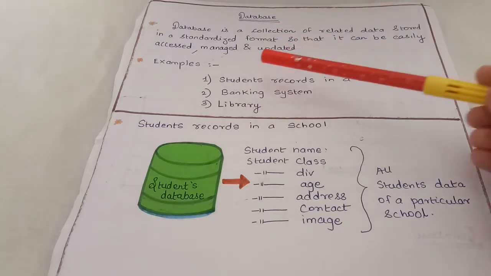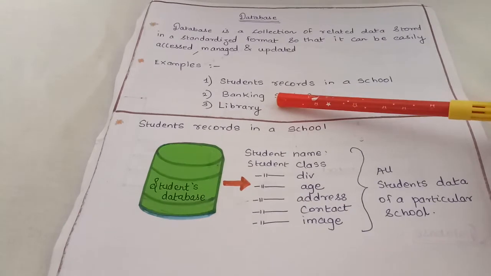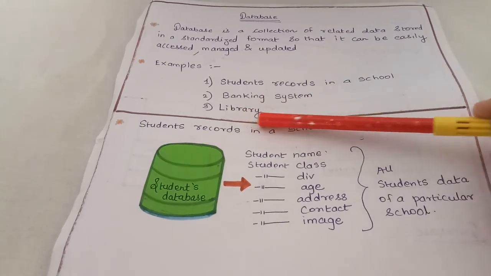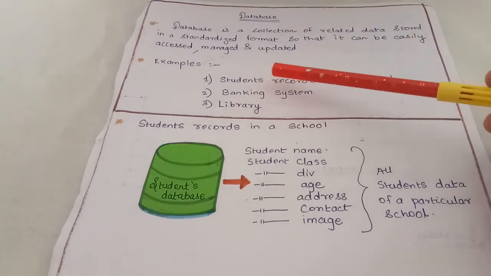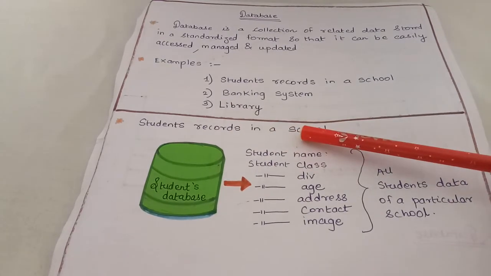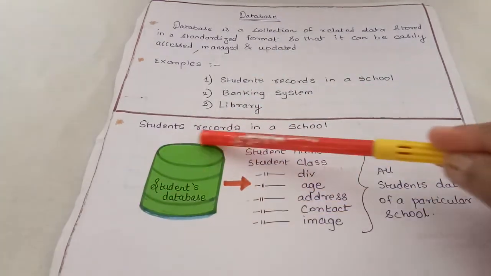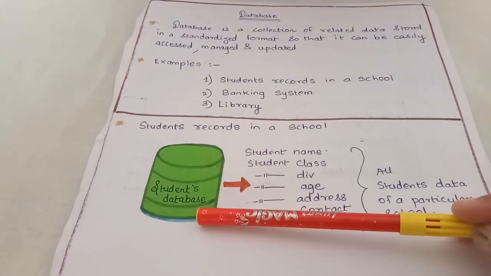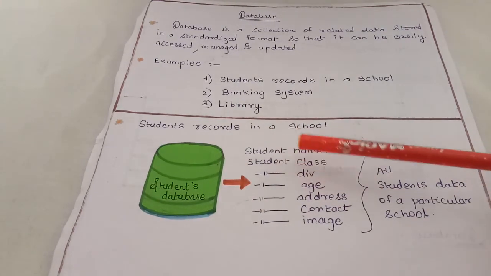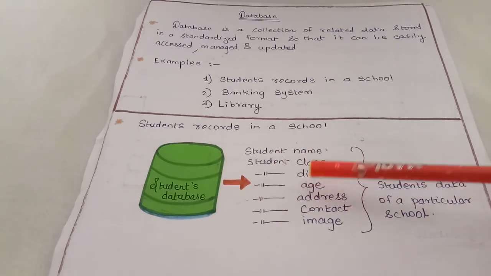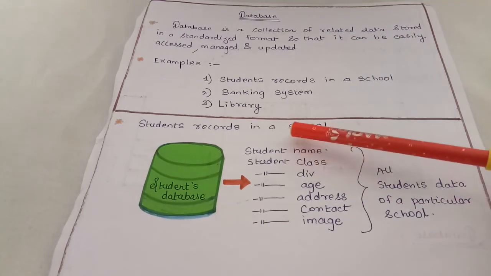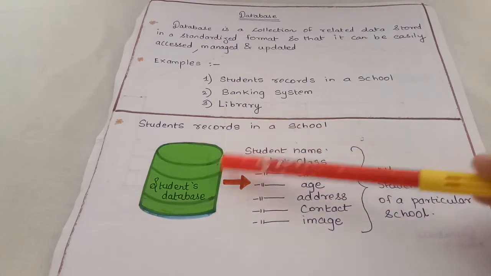Now examples: I have taken students records in a system, a banking system where you can find lots of customers' data being stored in a banking database, a library. Now I have taken one example out of this to make you understand what a database is: students records in a school. This is the symbol of the database. This is the students database. What will be there? It will consist of all students studying in all standards: student name, student class, student division, student age, address, contact and image, as I have shown you previously for employees.